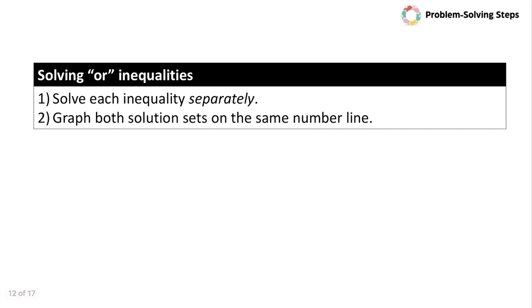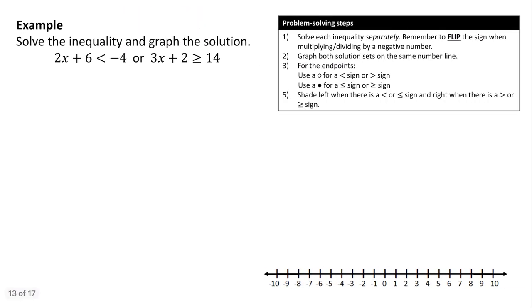So when we're solving OR inequalities, we're going to use a similar idea. We're going to solve each inequality separately and then just graph both solution sets on the same number line. So let's solve this inequality and graph our solution. So I have 2x plus 6 is less than negative 4, or 3x plus 2 is greater than or equal to 14.